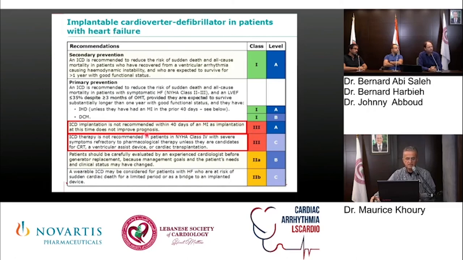And ICD therapy is not recommended in patients with New York Heart Class 4 severe symptoms refractory to pharmacological therapy, unless they are candidates for more advanced technology: CRT, left ventricular assist device, or cardiac transplant. So these are two contraindications. Please remember them very well.